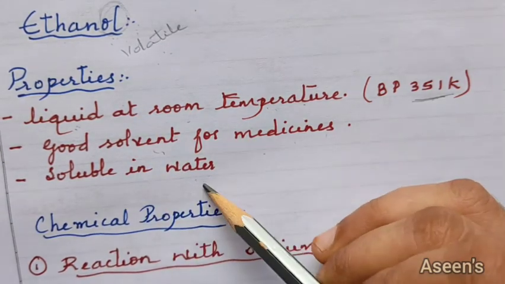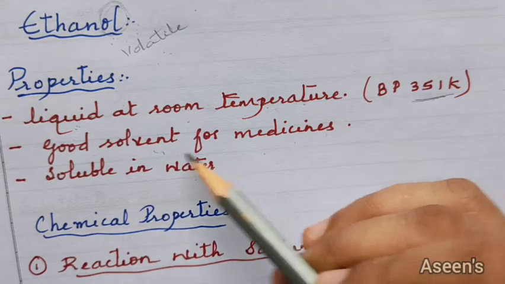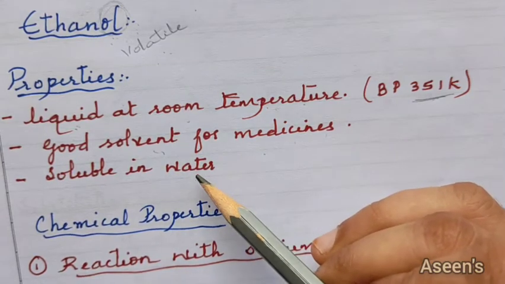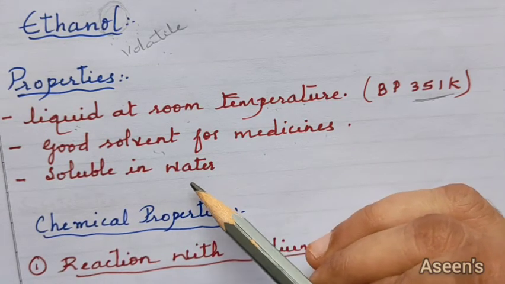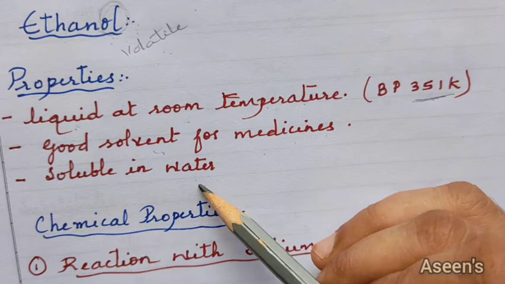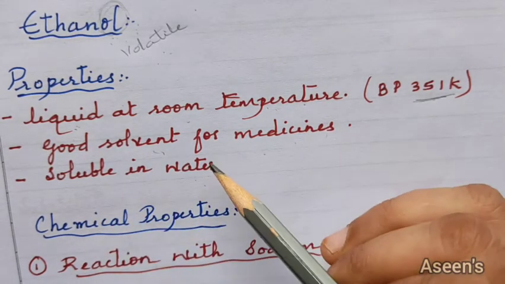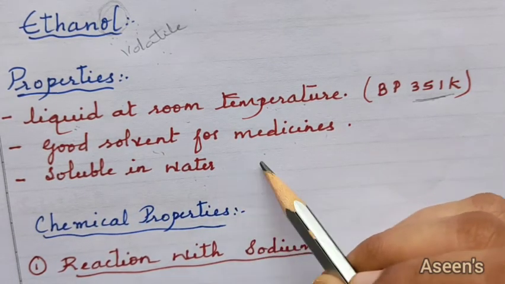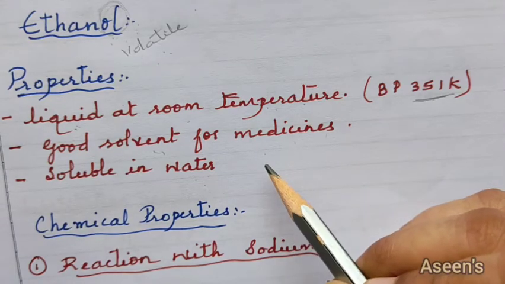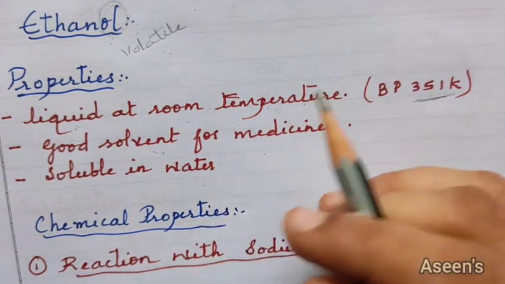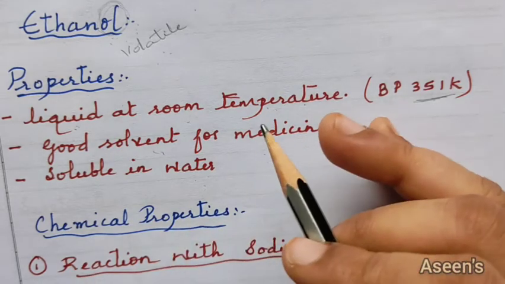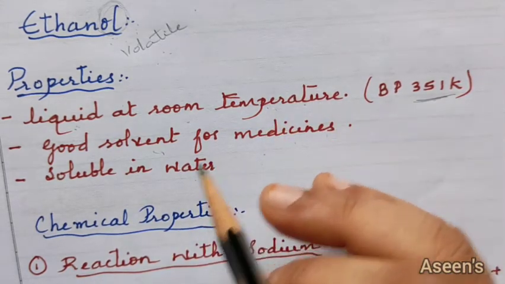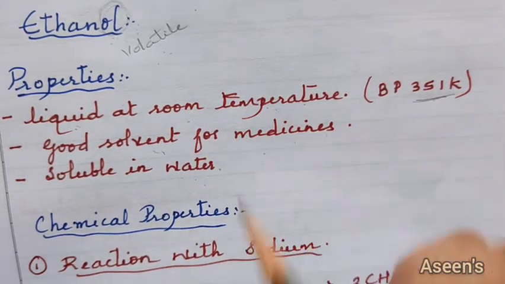Next, ethanol is soluble in water. Now, when I say soluble in water, here I mean that whatever proportion of ethanol you add to water, it's going to dissolve. Okay, it's not like if you add a little amount then it is soluble, and if you add a higher amount it's not soluble. No, however amount you add to water, ethanol will easily dissolve in water.